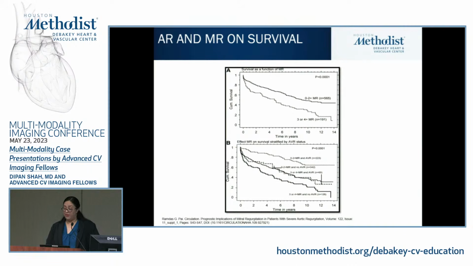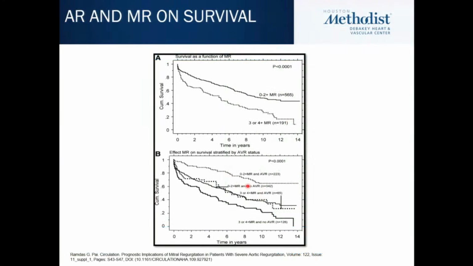What is the impact on survival? So when you have combined aortic and mitral regurgitation, this is a retrospective cohort single center study from 1993 to 2007 with 756 patients with severe AR, and about 45% of them had MR greater than or equal to 2+. What we see is there's a progressive decrease in survival with each grade of MR in the whole cohort, as well as in surgically and medically treated subsets. The 5-year survival in the group with 3 to 4+ MR was only 42% as compared to 0 to 2+ MR, which was 70%.